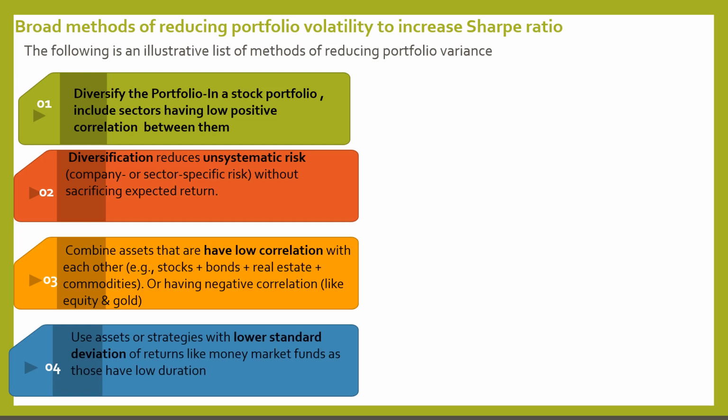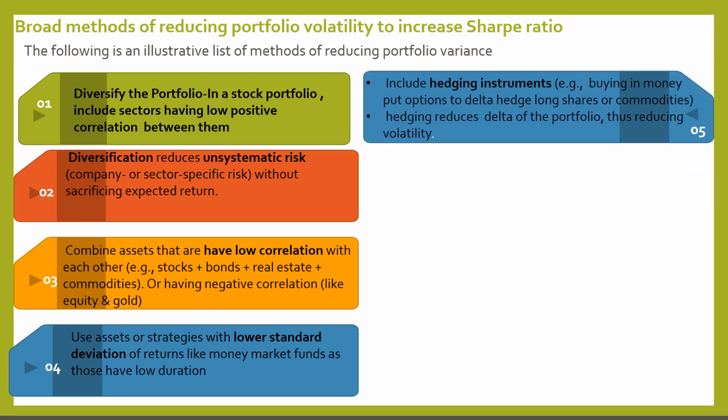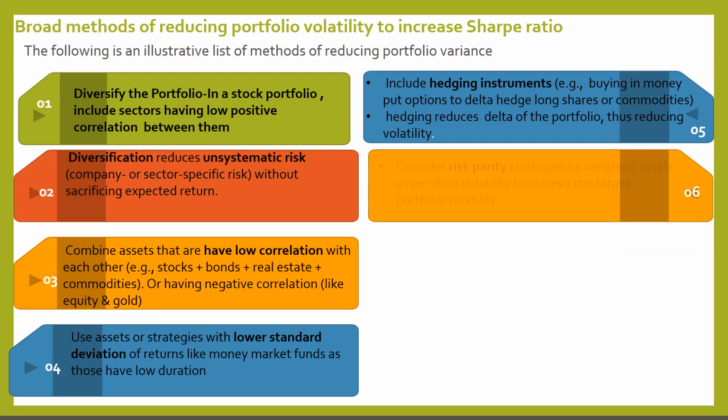Use assets or strategies with low standard deviation of returns like money market funds as those of low duration. Include hedging instruments, that is buying in-the-money put options to delta hedge long shares of commodities. Hedging reduces delta of the portfolio, thus reducing volatility. Consider risk parity strategies, that is weighing assets as per their volatility to achieve the target portfolio volatility.